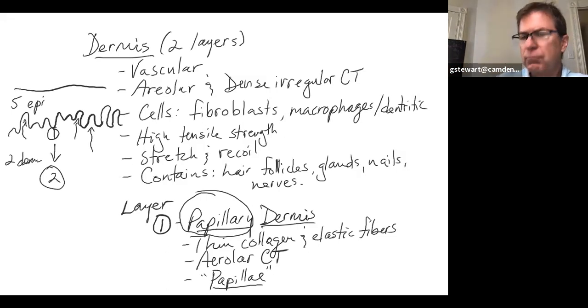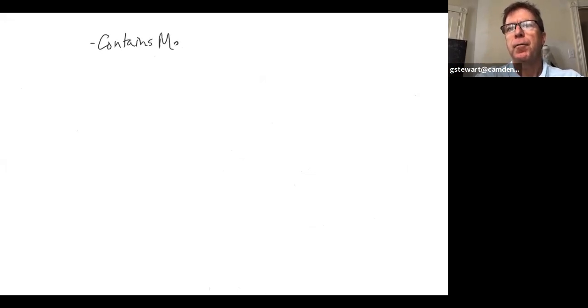I need to just continue. I'm still talking about the papillary dermis here. This layer also contains a receptor called Meissner's, sorry, that's 2 S's, M-E-I-S-S. It's just a person's name. I'm trying to erase my N here. That's a U. C-O-R-P-U-S-C-L-E. Meissner's corpuscles.